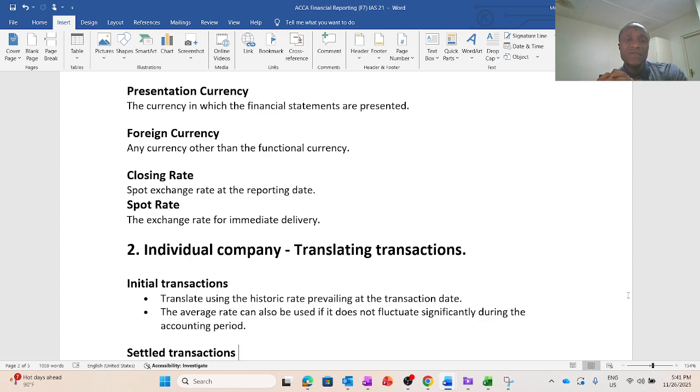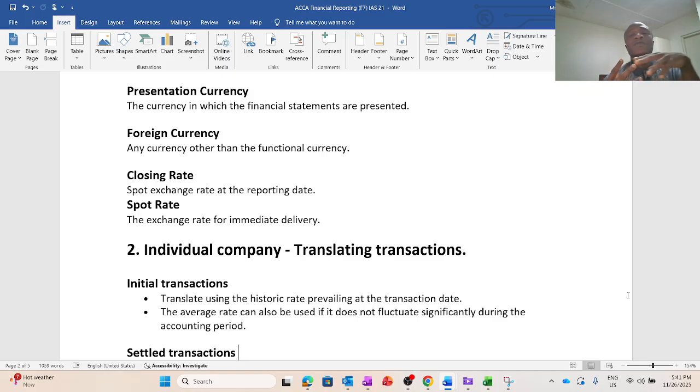If we are going to present our financial statement in leones, and if we are generating most of our revenue in dollars, it means our functional currency will be the dollar, while the presentation currency will be the leone. So this is a distinction. The presentation currency is the currency we are going to use to prepare our financial statement. So now, what is foreign currency?